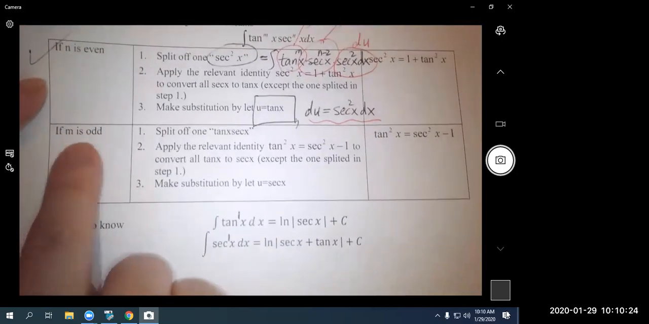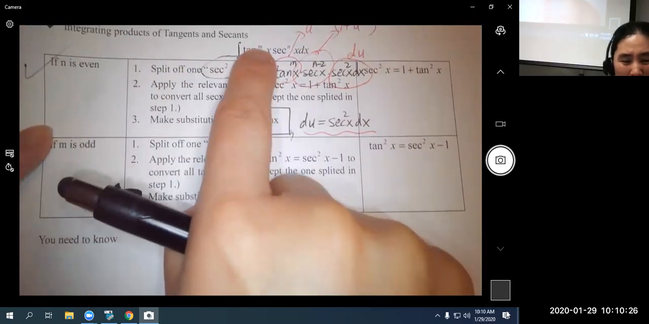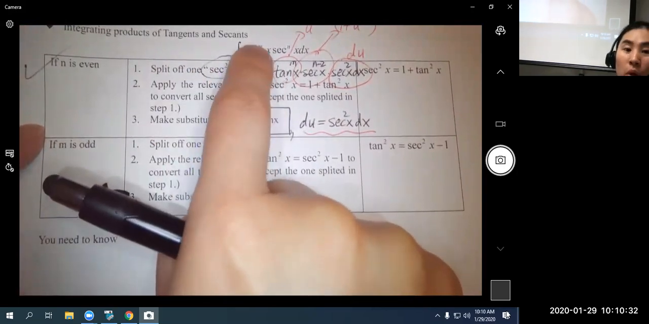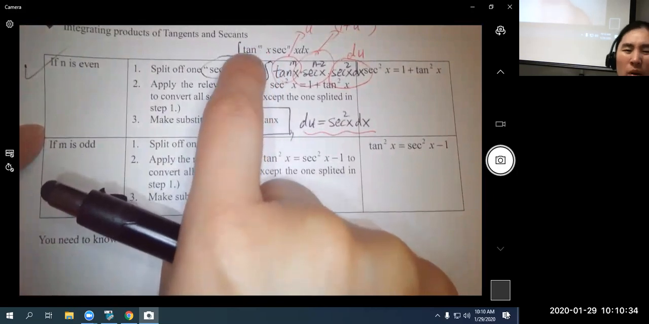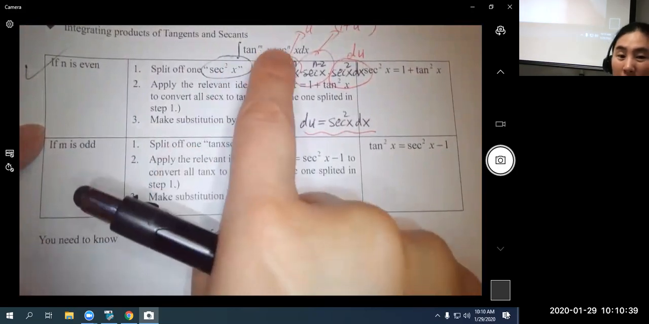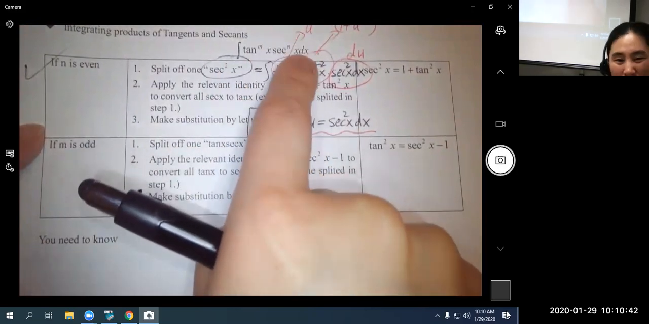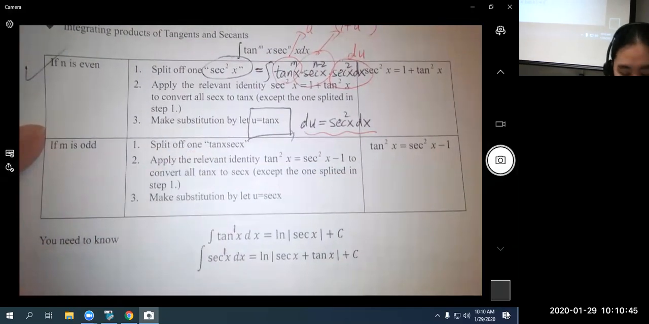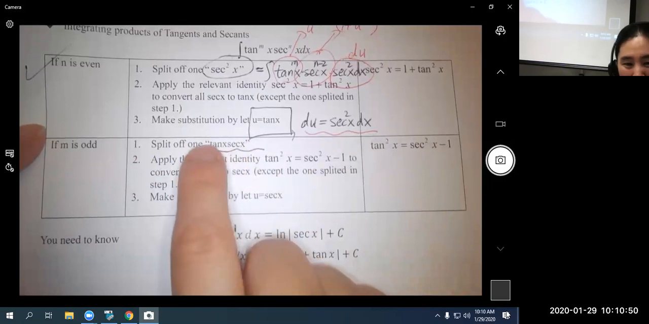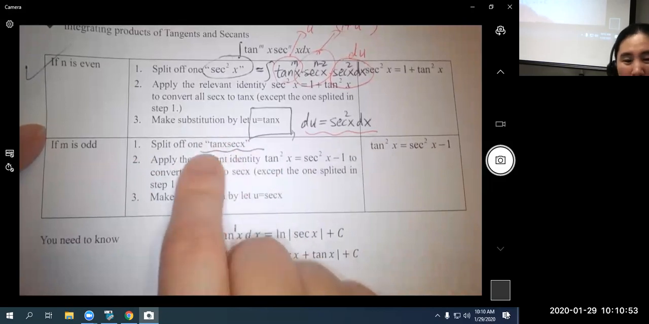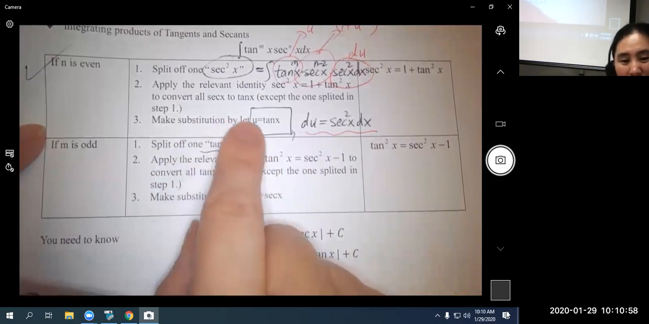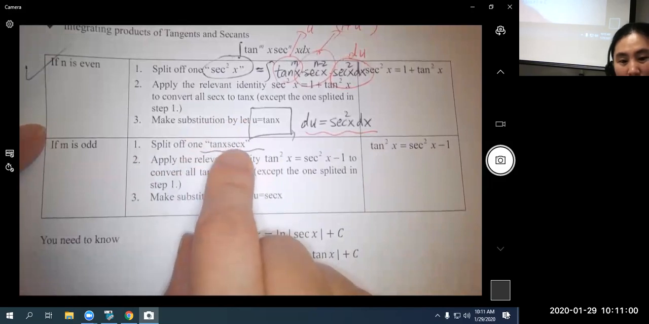The second case is when the power of tangent is odd. Meaning we may have tangent of x to the cube, tangent of x to the fifth power. If the power of tangent is odd, and there is a power of secant, what should we do? We're going to split off a tangent of x times secant of x together, the multiplication of tangent and secant. Why are we splitting off the tangent times secant? Because we know the antiderivative for tangent times secant is what?